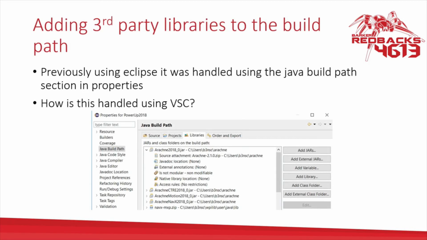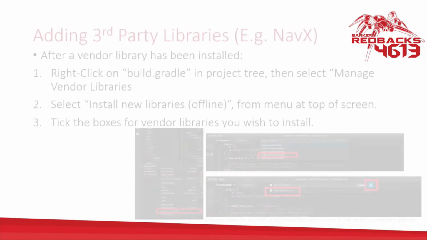Now, here's something quite different: adding third-party libraries to the build path. Previously, using Eclipse, it was handled using the Java Build Path section in properties. So how is this handled using Visual Studio Code? As you can see, this is how we did it in previous years. So it's a bit different.